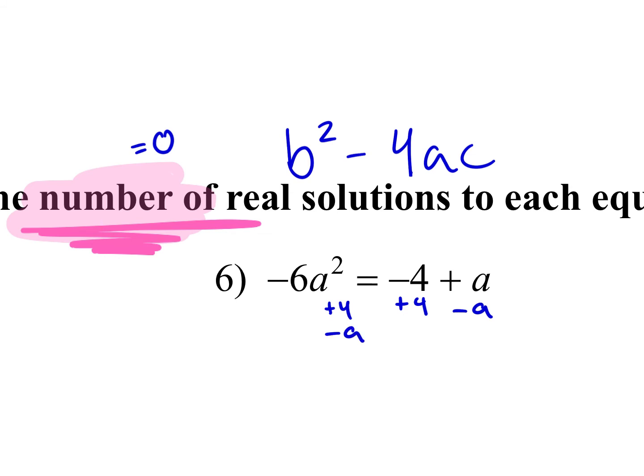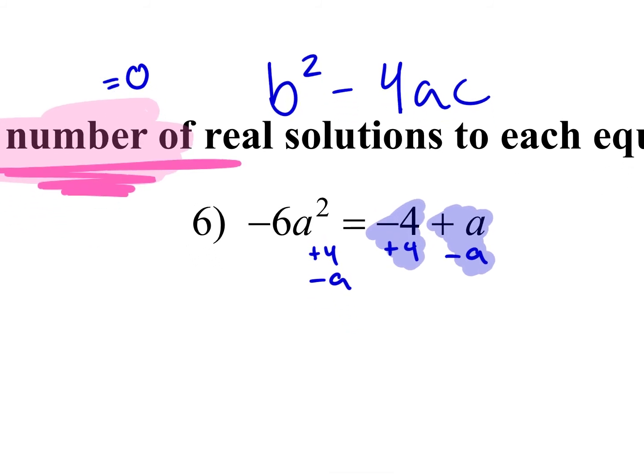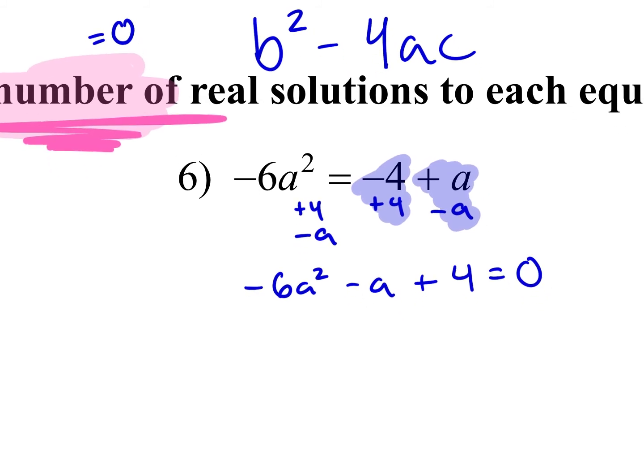If you move the negative 6a squared to the other side, that's okay. But remember, since this is a minus 4 here, to move it to the other side, you have to add 4. And since it's a plus a, to move it to the other side, you have to minus a. How would I rewrite the left side? What order do I have to write it in? Perfect. Negative 6a squared minus a plus 4. It has to be in order with your squared term, then your variable by itself, then the number.